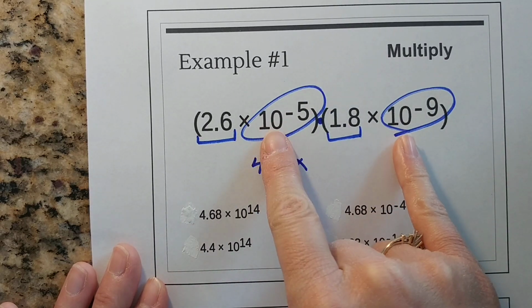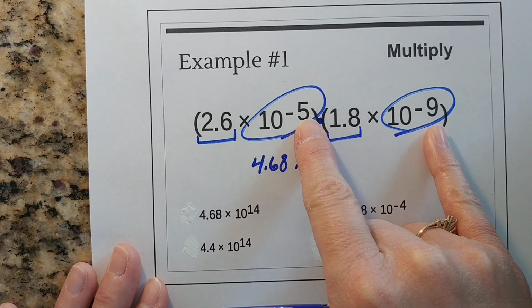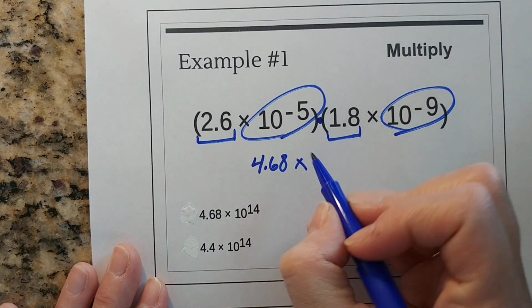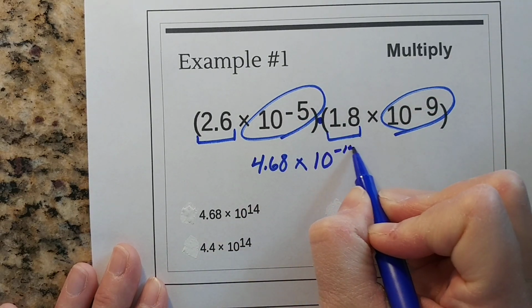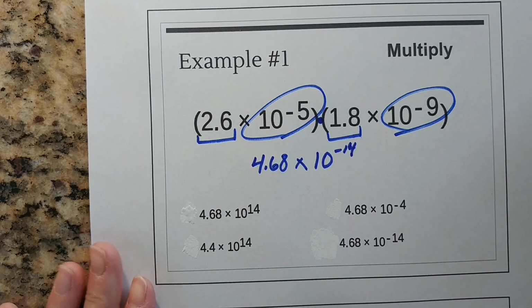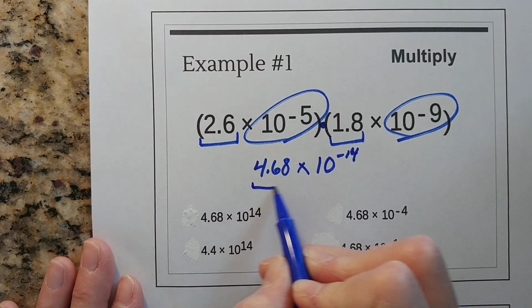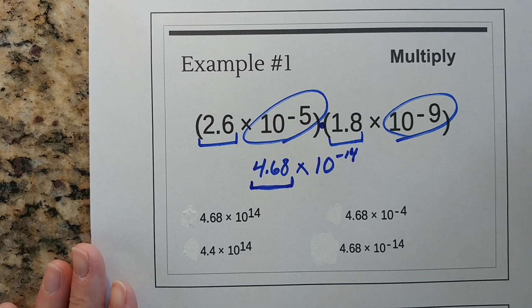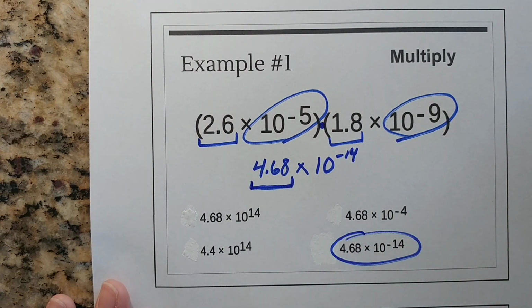Now, to multiply the powers, because they have the same base here, I can just add the exponents. -5 plus -9, -14. Now I just want to check to be sure that this is correctly written in scientific notation. Remember, this first number should be between 1 and 9.9, and it is. So it looks like the best answer choice here is D.